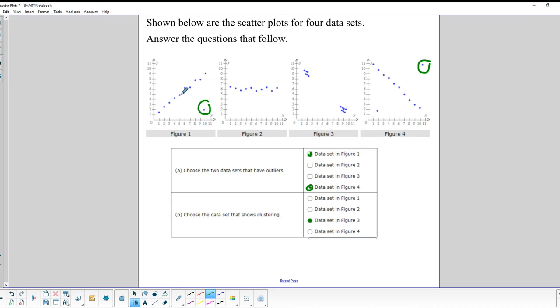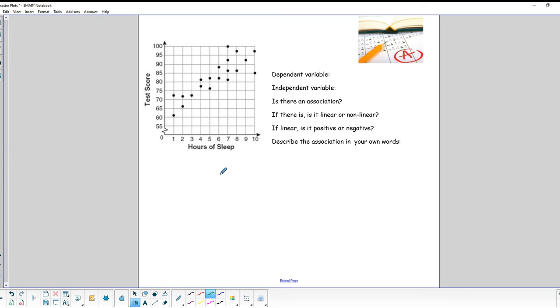And somewhere, figures 1 and 2 are going to be clustered along the line. I'd say figure 2 probably has a better example of clustering because the points are kind of clustered around each other just slightly more than they are in figure 1. Okay, keep going.